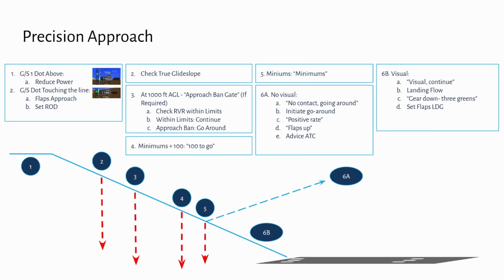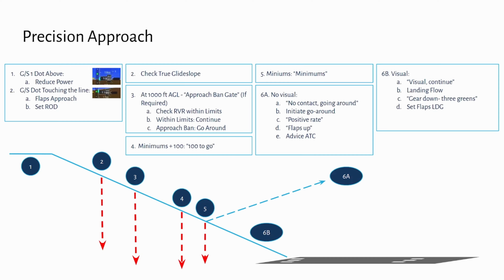At 100 feet plus our minimums, we're going to call out 100 to go. And then at minimums, we need to make a decision. If we have the runway in sight, we're going to call visual continue. Should we not have visual, we're going to go no visual, going around.